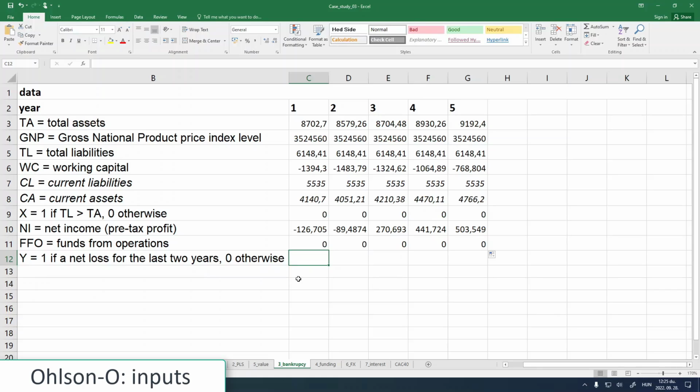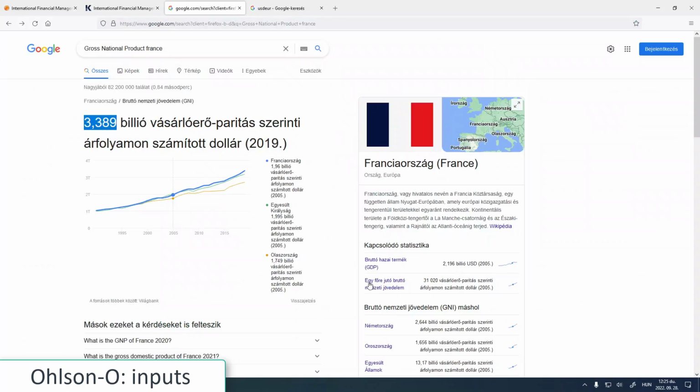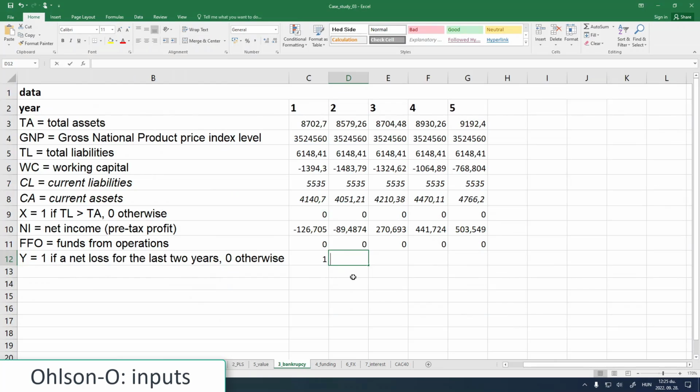Epsilon is 1 if there was a net loss in the last 2 years, otherwise 0. I don't know what happened before, but we can assume that it was nearly 0, so we can say it's 1. And also we can see that in the first 2 years it will be in losses. So 1, 1, for the last 2 years. Here we also had zeros, so that's a negative number. So practically everything is 1 except the last year, when it finally disappears.